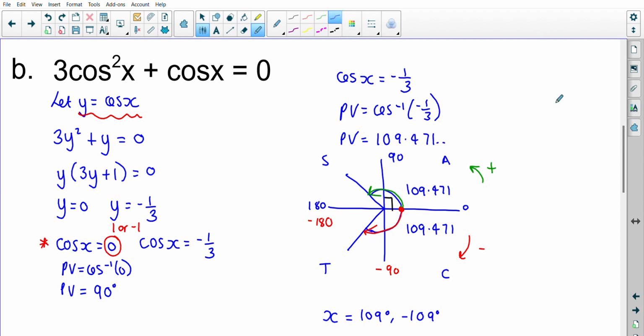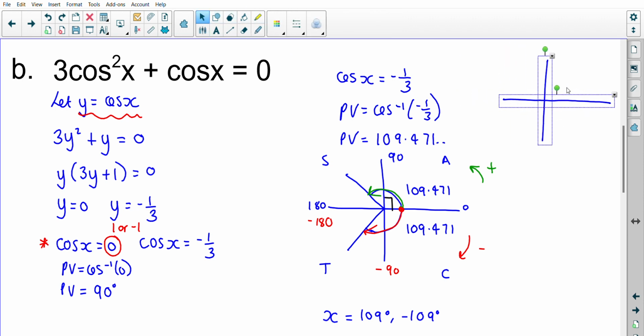So what you need to think about for these ones is just the graph. You need to know it anyway. So go back to the graph. I'm going between -180 and 180. I'm just going to move that over so I can make it a little bit longer.